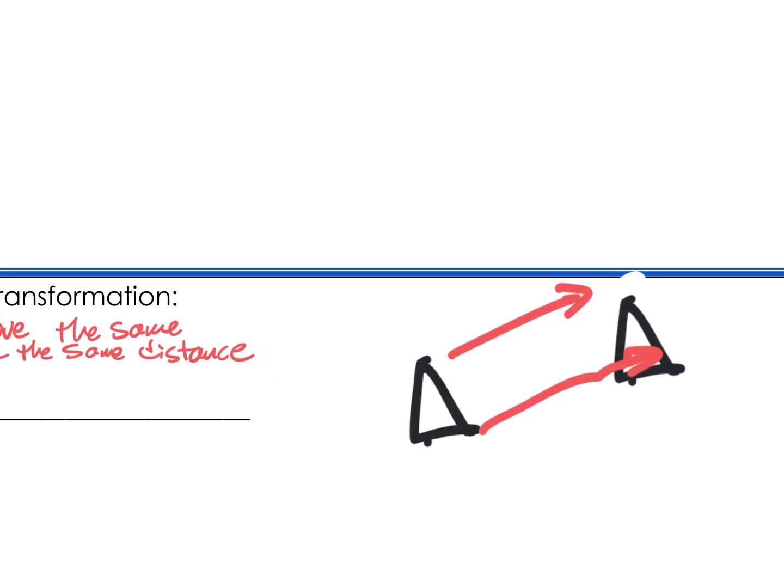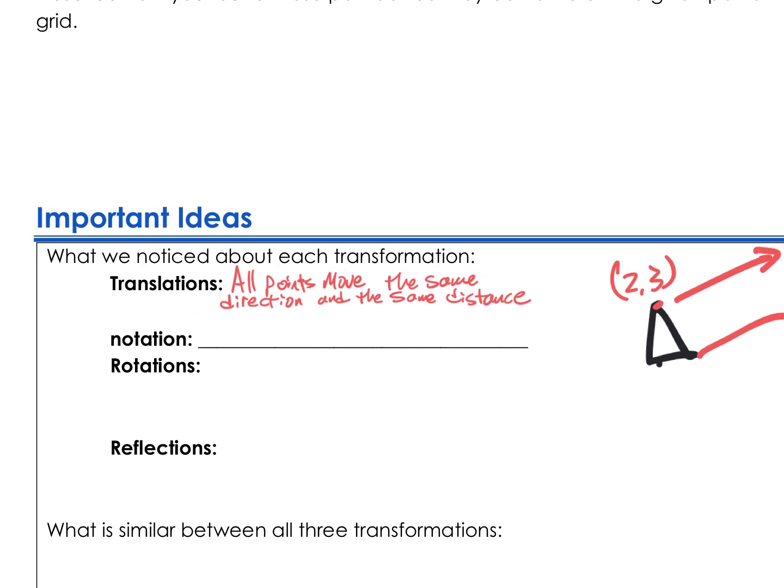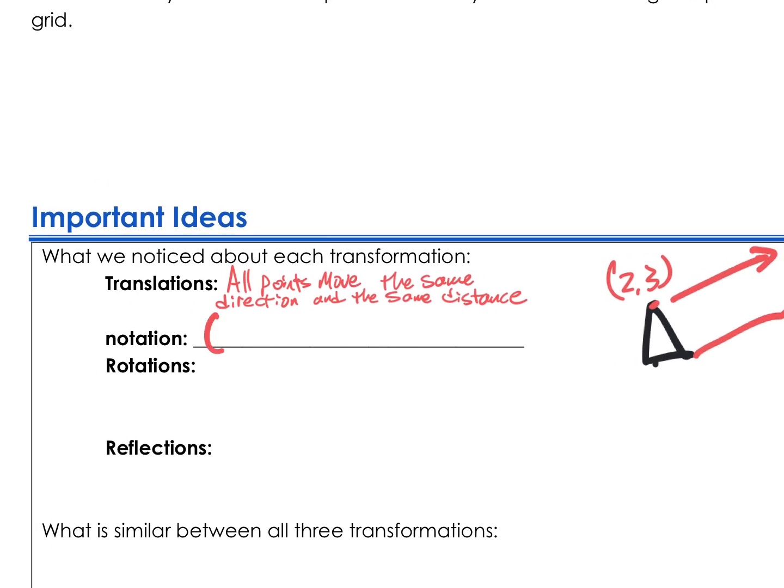So we can have some special notation if we have a point. Let's say this is the point (2, 3), and maybe it moved right 4, that would put it at 6, and up 1, that would put it at 4. We could write that as a rule and say (x, y) goes to (x + 4, y + 1). My little example here went right 4, and the y went up 1.